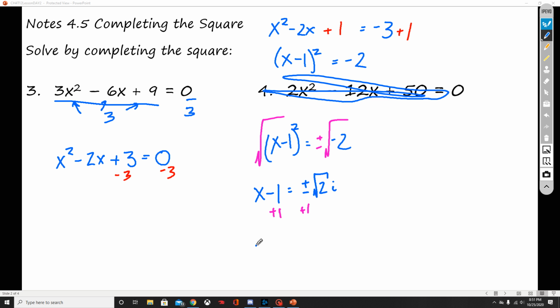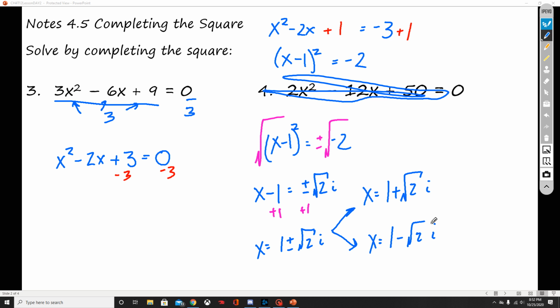And I'm going to have my solutions: 1 plus or minus square root of 2i. This is a complex solution. This is a complex number. These represent two solutions, two complex numbers. One of them, x is equal to 1 plus the square root of 2i, and x is equal to 1 minus the square root of 2i.